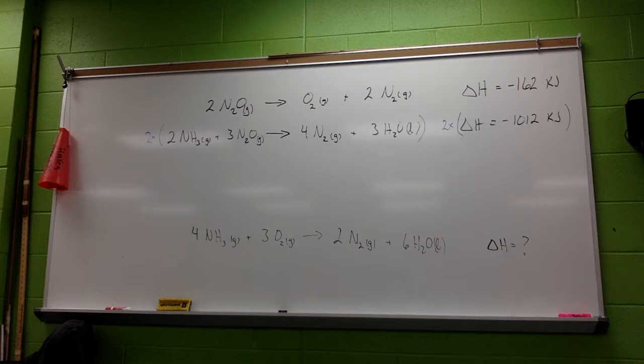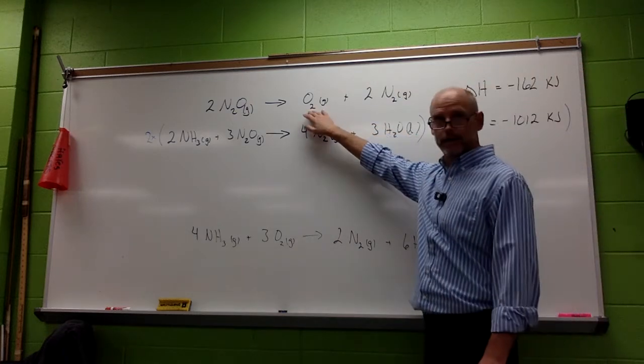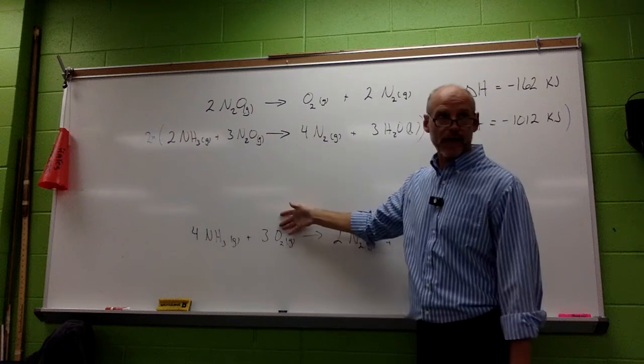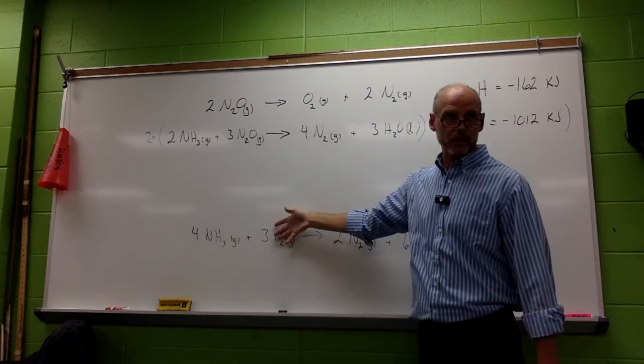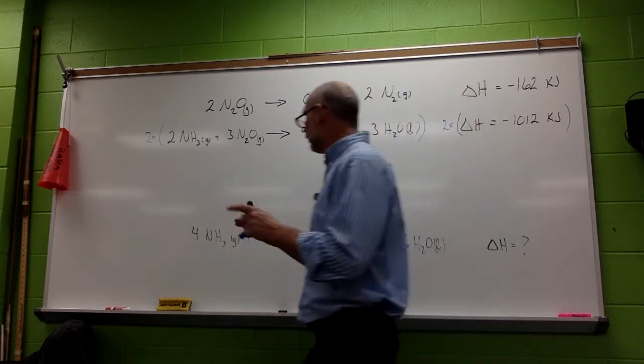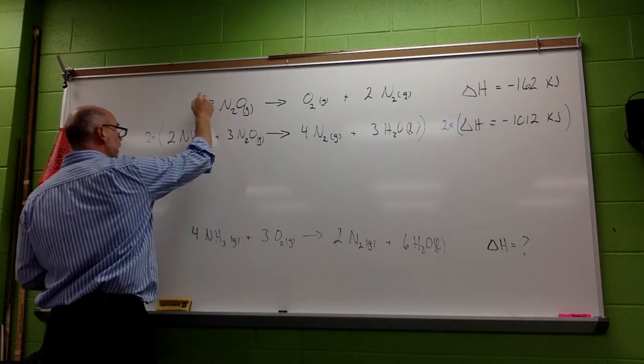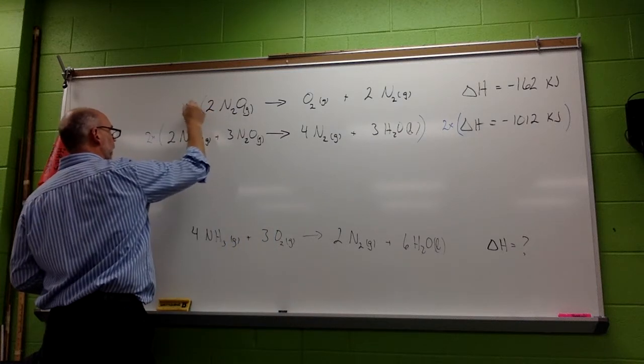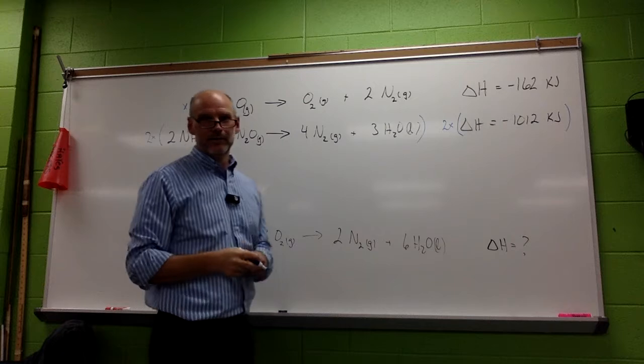Why? Because the O2 is on the wrong side. Yep, the oxygen's on the wrong side. It needs to be as a reactant, and we need 3 times as much, right? Now, I'm going to do this. You guys can do different things with it. Right now, I'm just going to say multiply it by -3.